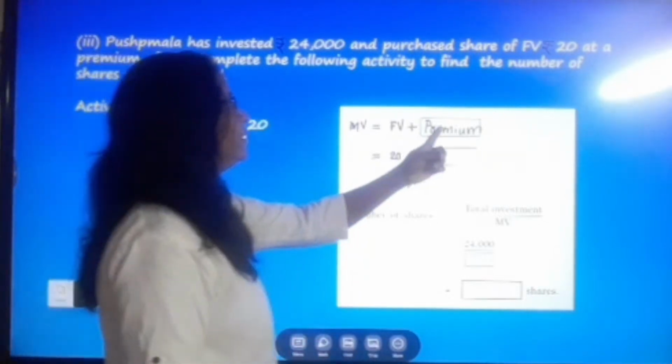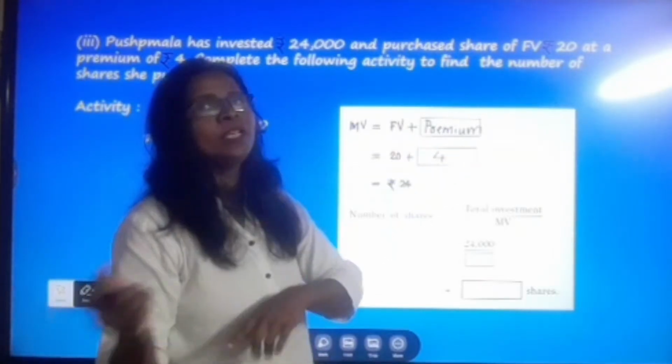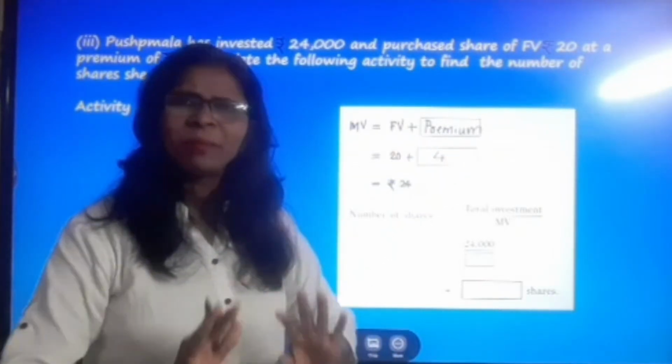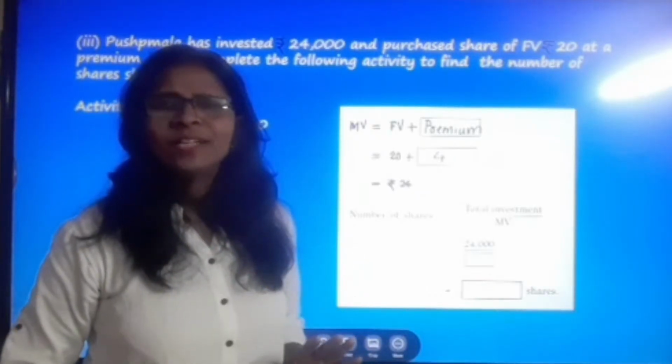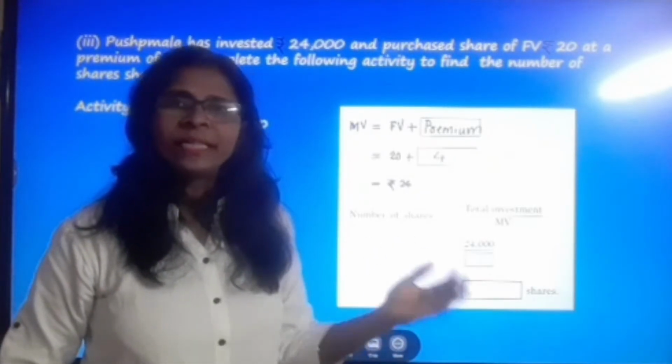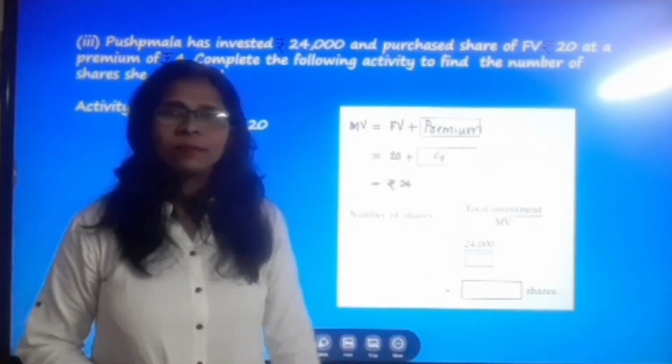So here the formula becomes market value is equal to face value plus premium. You write down that premium in that box and below that put the value there. What is the value of premium? That is equal to 20 plus 4 and we can easily get the answer 24.